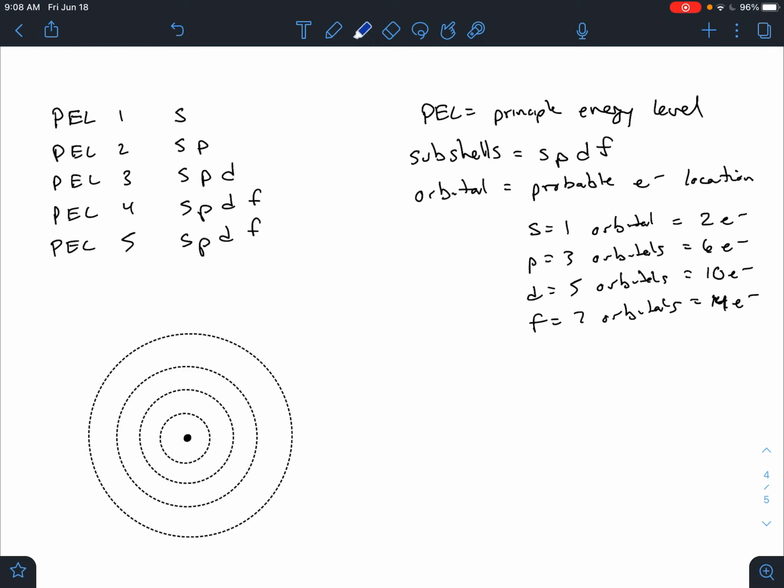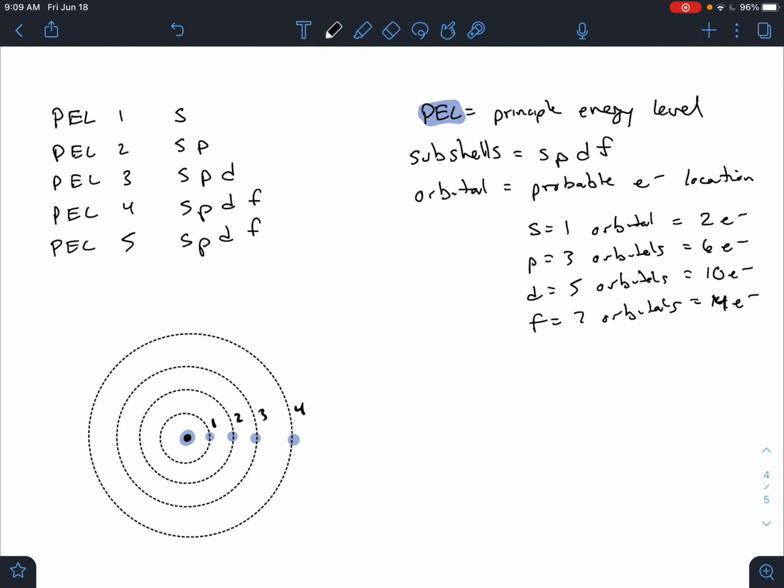As you already know, here's our nucleus, and each of these layers we can call an energy level, or a shell. The phrase we usually use is PEL, principal energy level: principal energy level 1, 2, 3, 4, etc. As you get further away, that circle gets bigger, so there's room for more electrons on that circle.